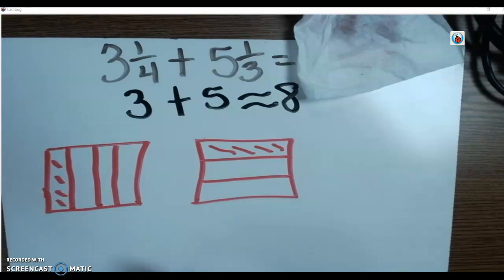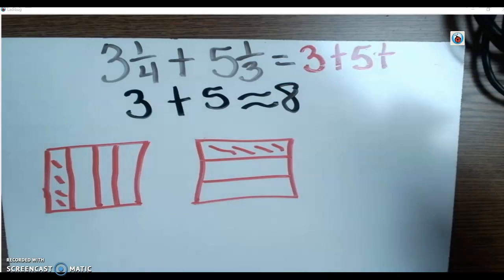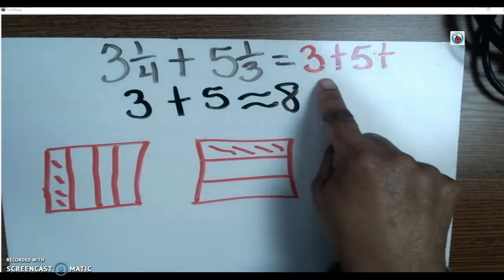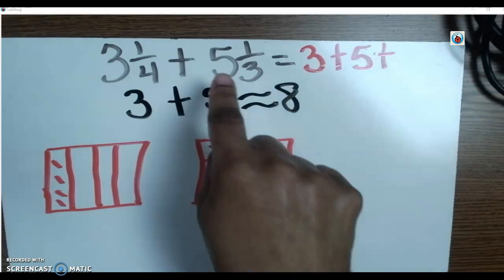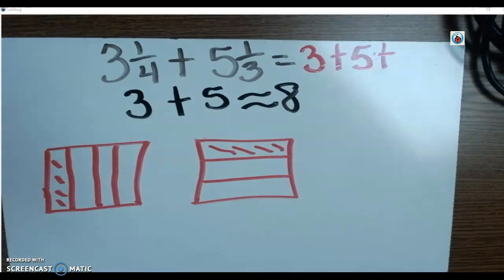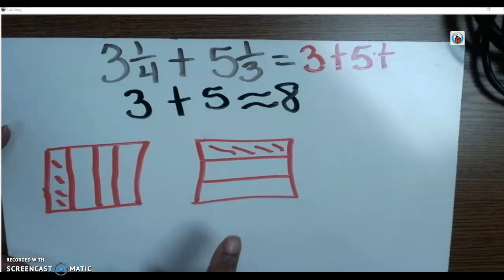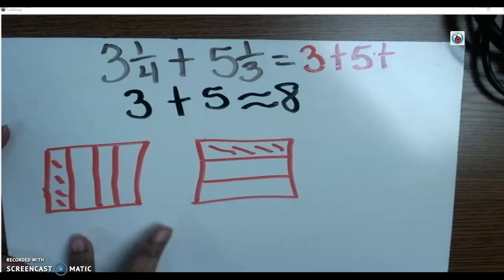Okay, so I set up my models for the fractions. I have at the top 3 plus 5 because those are our whole numbers. So now we are going to use our models. And remember, we are trying to create fractions so that they have the same denominator. In order for us to do that, we're going to make the rectangles look exactly the same.